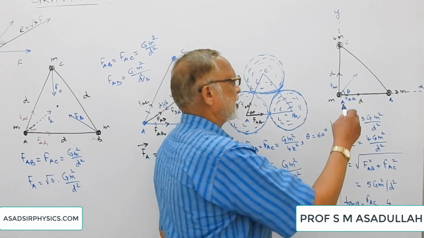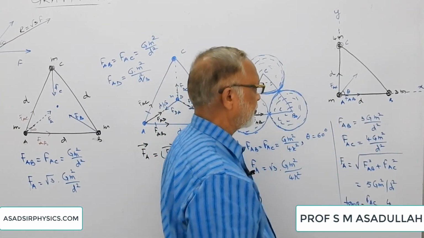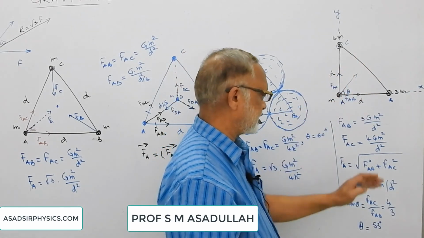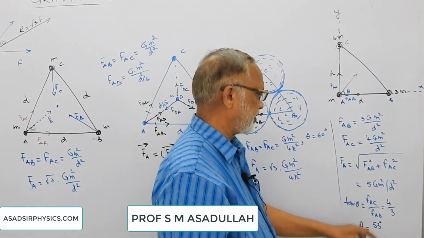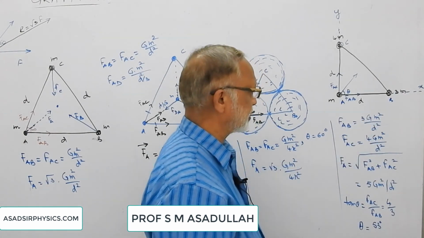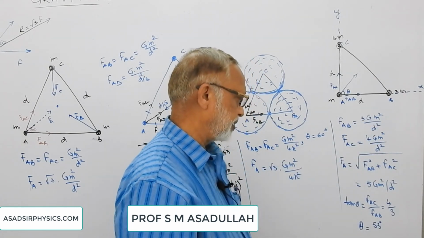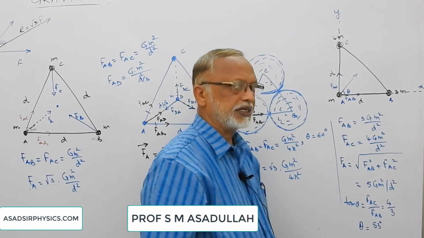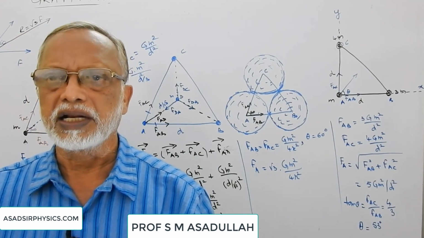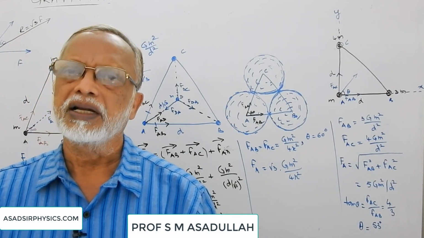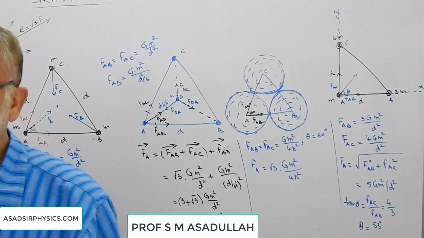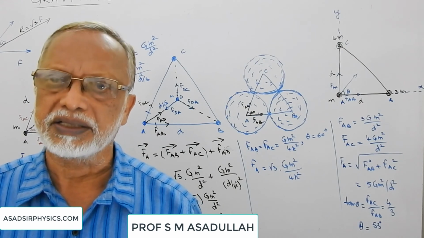Now this force makes an angle theta with the x-axis. If you want to find tan theta, it is opposite side by adjacent side. Opposite side is FAC, adjacent side is FAB. Dividing this by this, G m square by d square gets cancelled. You will have only 4 by 3. Then theta is equal to 53 degrees. I hope it is clear to you. I am doing a bit fast. If you have any problem, run it slowly or rewind it, replay it and try to understand. I am going fast because I have to tell you many things.